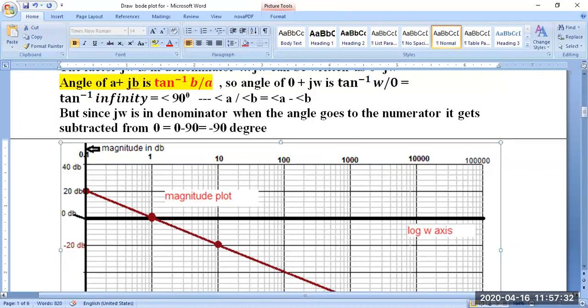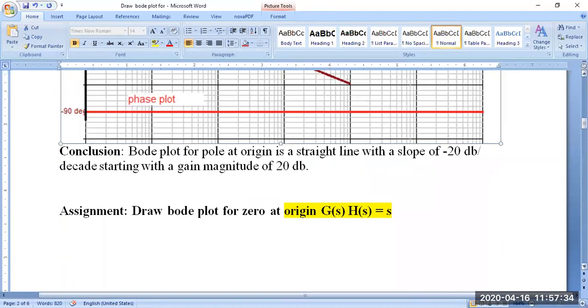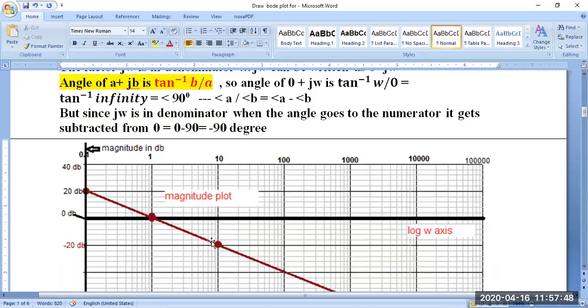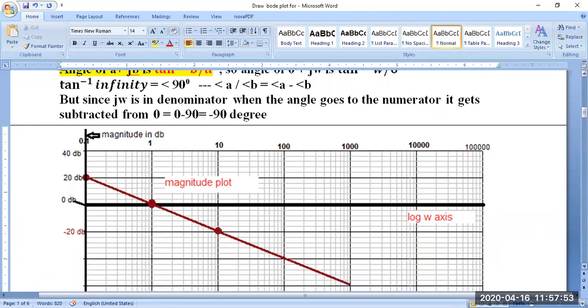It will be minus 20 dB per decade for one pole at origin. So our conclusion is, the Bode plot for one pole at origin is a straight line with a slope of minus 20 dB per decade, starting with a gain magnitude of 20 dB. Correct? Right. So this is the magnitude plot for one pole at origin.